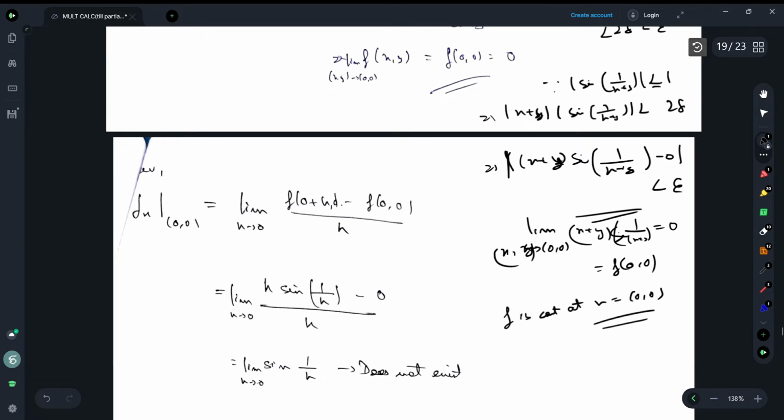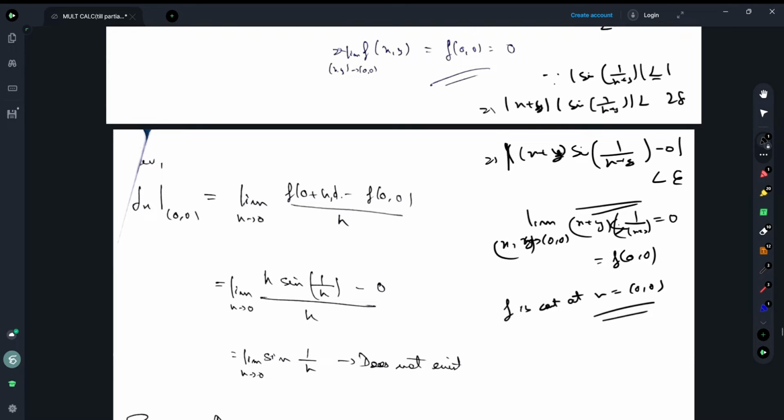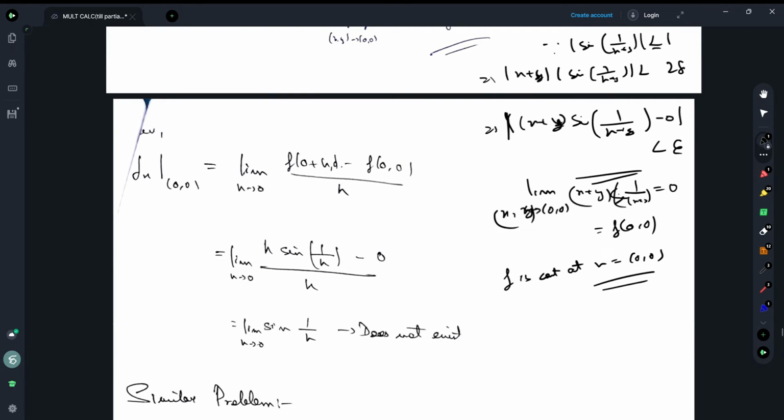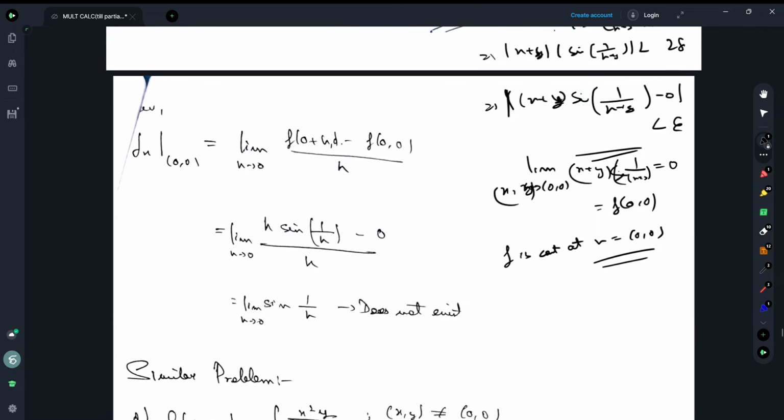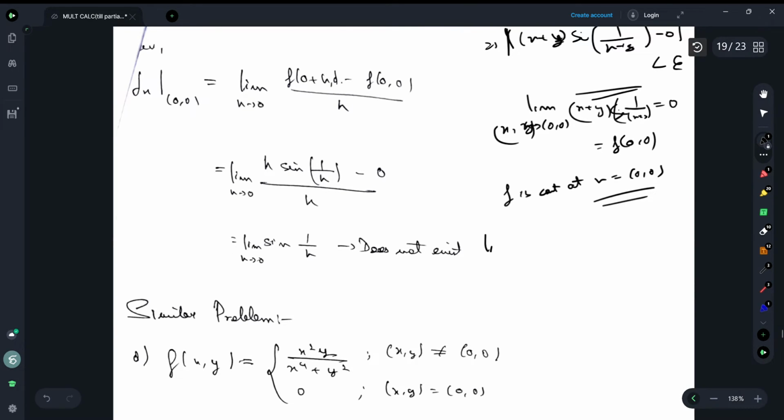Is it clear? Okay. Now let us check whether fx and fy exist or not. So we know fx is given as limit h tends to 0 of f of x plus h comma y minus f of x, y over h. Let me just give you the general explanation.